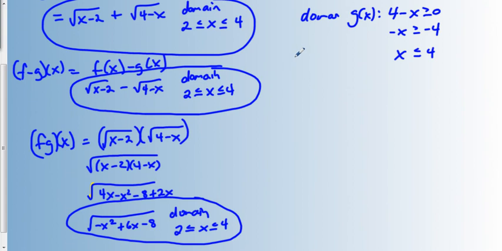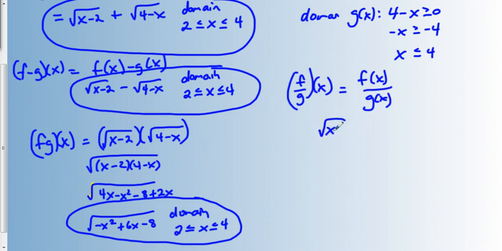The quotient is going to get a little bit more complicated. And for f over g of x, remember that's f of x over g of x. So we have to take the square root of x minus 2 over the square root of 4 minus x. We need to be a little concerned about the domain there, and we need to do some work to simplify that. We'll do the simplifying of that and the domain part in the next video.